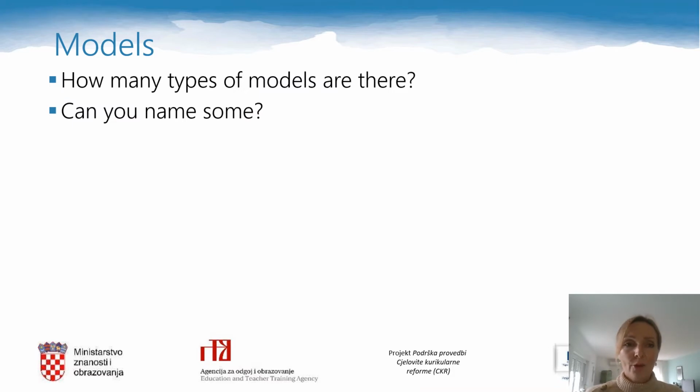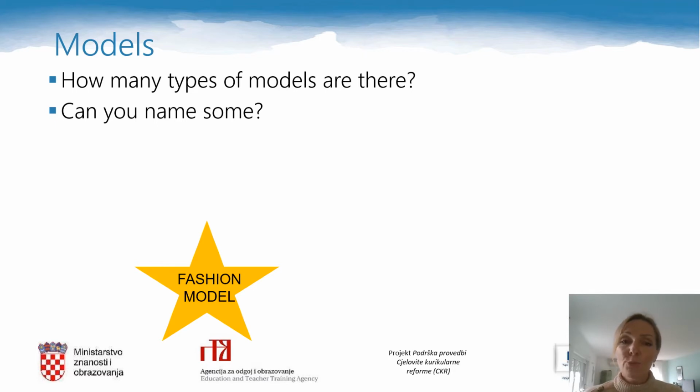Do you know that there are many types of models? Can you name some? If you can think of some models, try to write them down in your notebooks. I'm going to show you a list of some model types, but of course there are many more than you will see in this list.